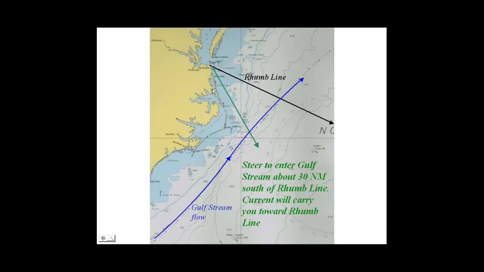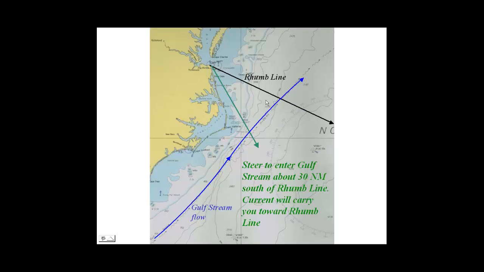And if I'm planning to sail from Norfolk to Bermuda, and the black line is my run line, this is my desired course, but I know I have the Gulf Stream flowing like this, the blue line, so I want to compensate for that. So before I get to the Gulf Stream, I'm going to head south of my run line, as shown by the green line.